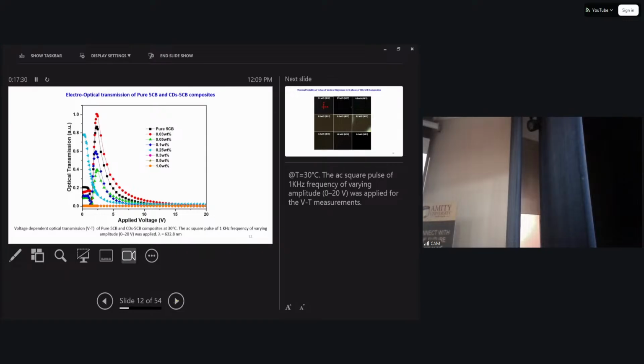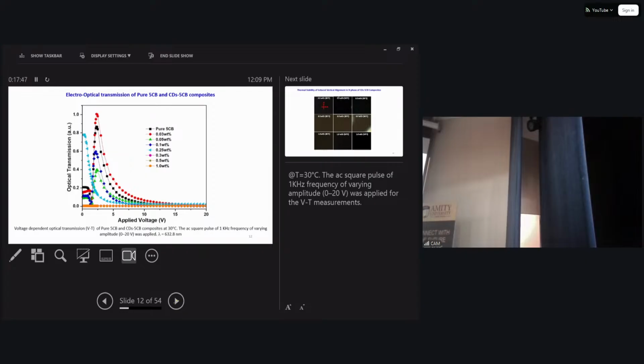Now this black point is pure. You can see there is a certain way the graph goes, and this is a very typical EO graph obtained for the planar nematic sample cell. Now you can see from the graph what happens when you go on increasing the concentration.